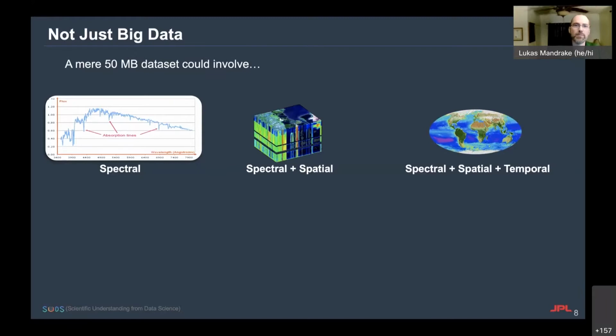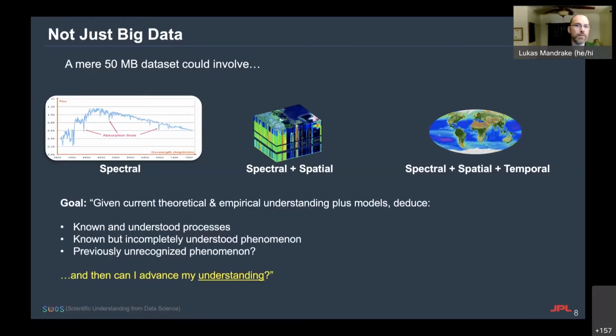And rather than simply mine out high-level decision support like, where might I like to vacation, my goals sound more like this. With respect to my existing theoretical and empirical understanding of this system, augmented by computational methods, can I reduce these observations into currently known processes, identify phenomenon of interest, recognize new or emergent phenomenon, and finally, can I advance my understanding? All that in 50 megabytes.